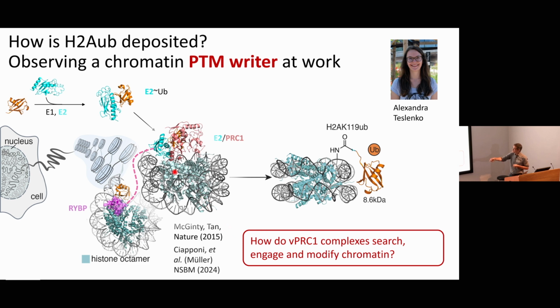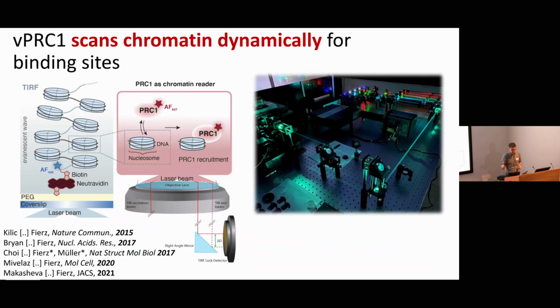Again, PRC1 has to bind to the nucleosome, then it has to recruit an E2 that carries a ubiquitin, and then the ubiquitin is transferred. And so we wanted to observe this process in detail. Again, we can reconstitute chromatin fibers, and then we put them into our single molecule microscope, and we can observe directly the interaction of PRC1 proteins, and then potentially the reaction that happens.